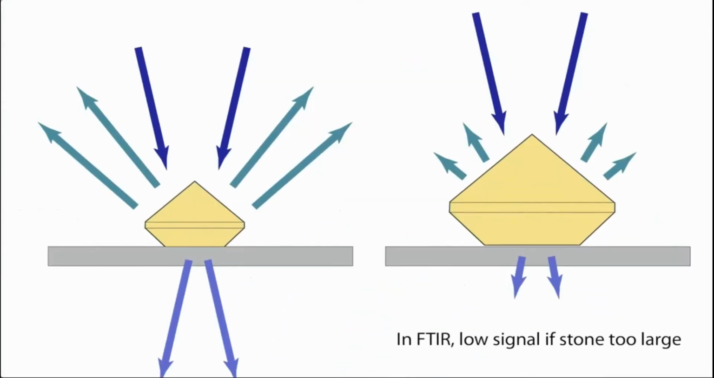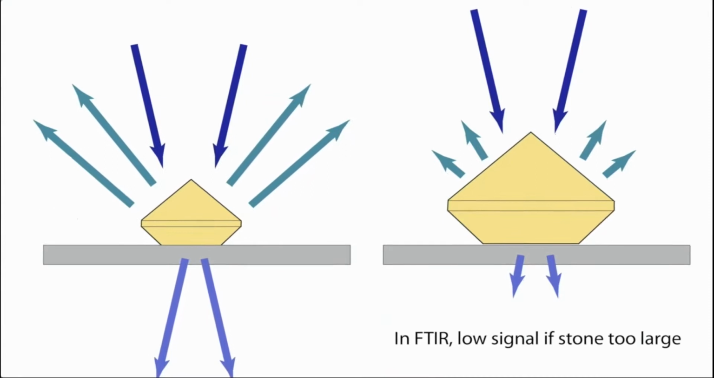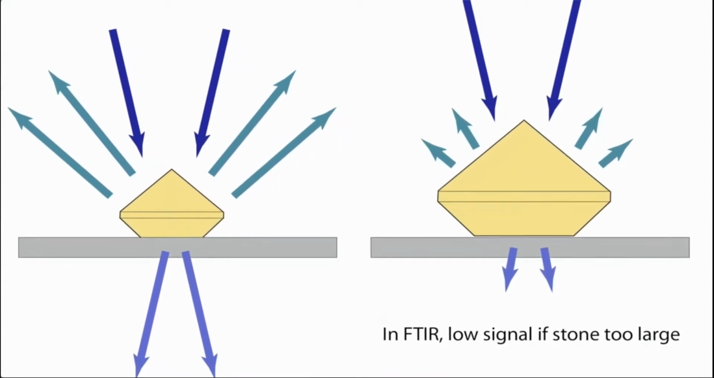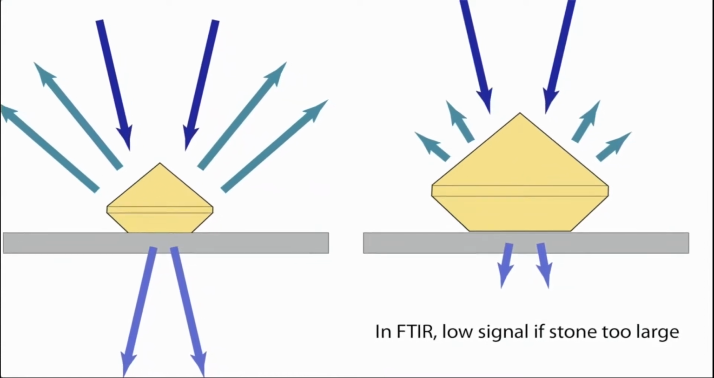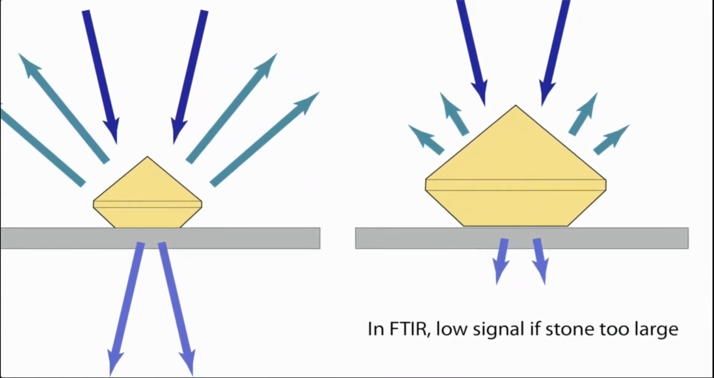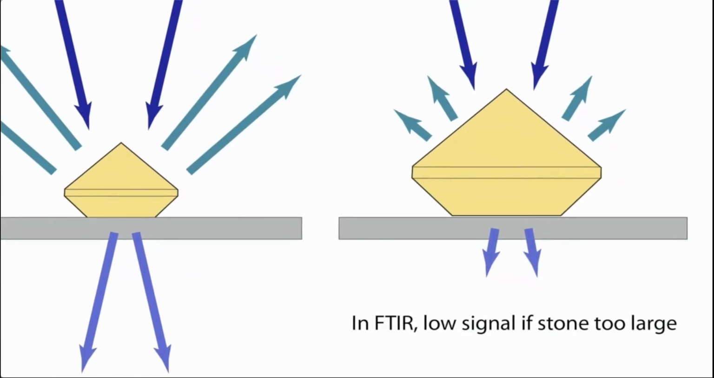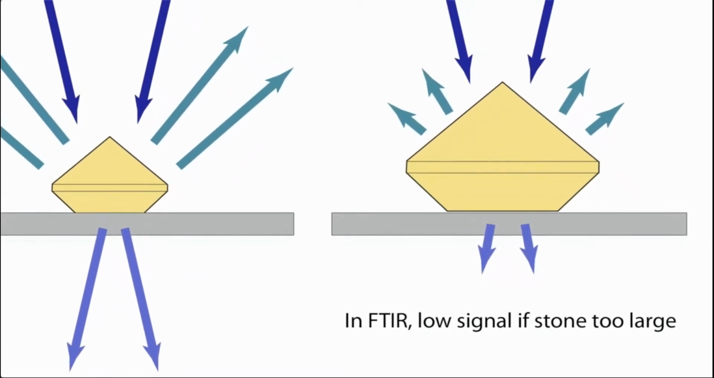Size is not usually a problem with UV-vis spectroscopy, but with infrared and larger sizes, bigger than a few carats, it can be problematic because the absorption is just too high, and depending on the wavelength, the transmitted light may be too weak to be detected.